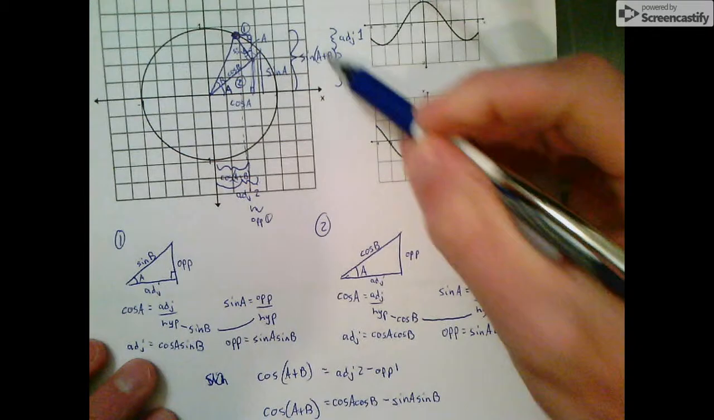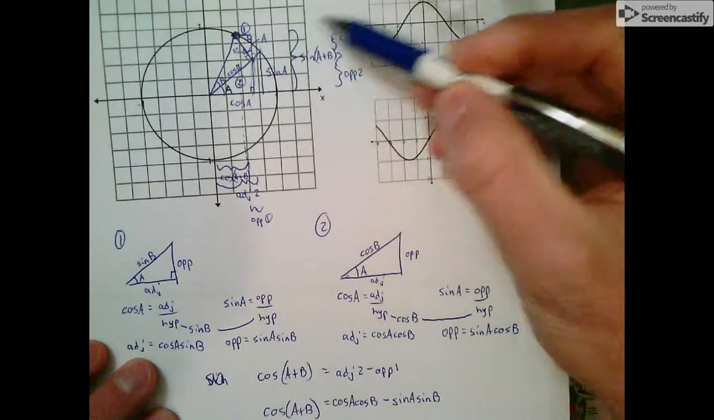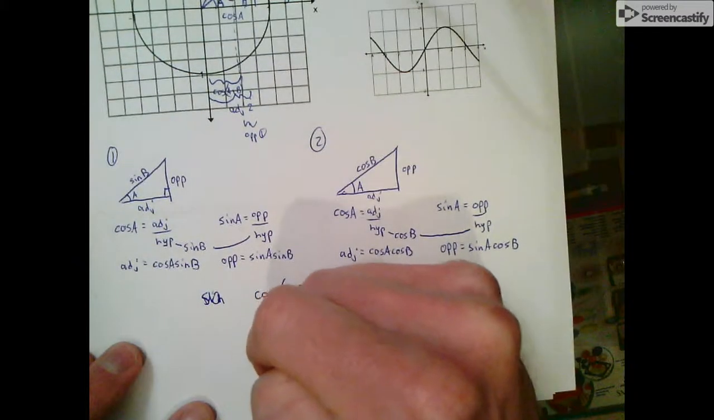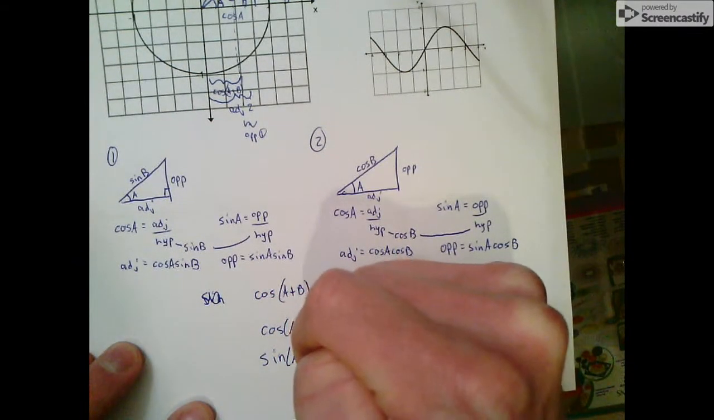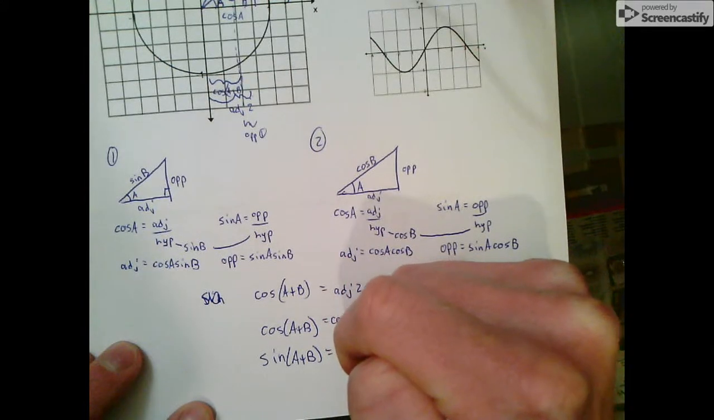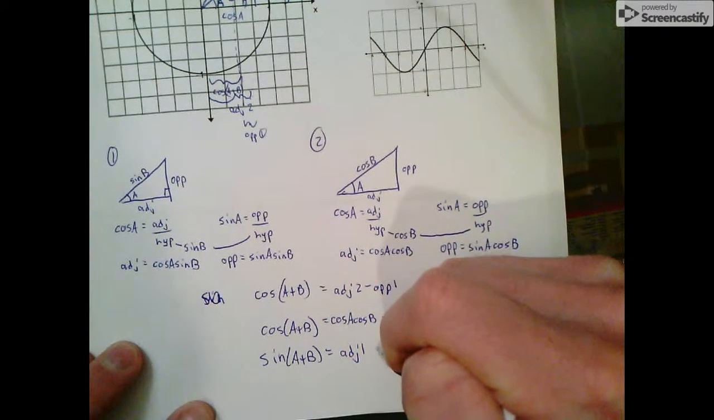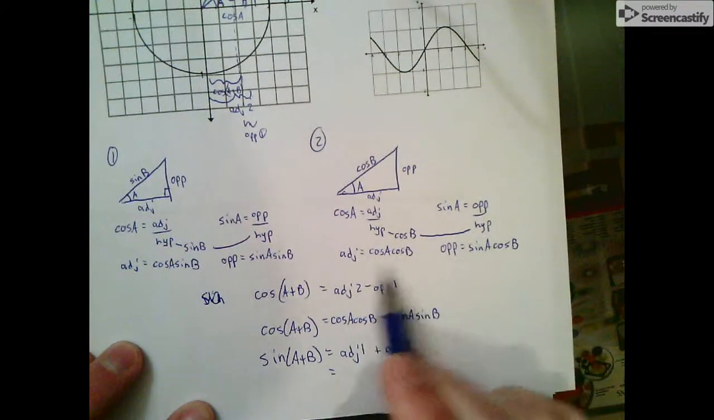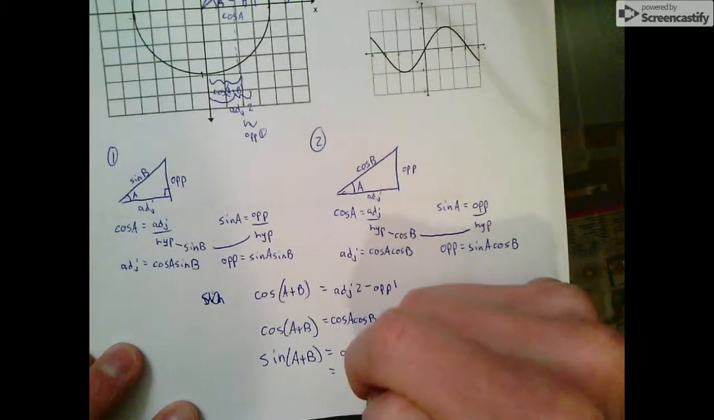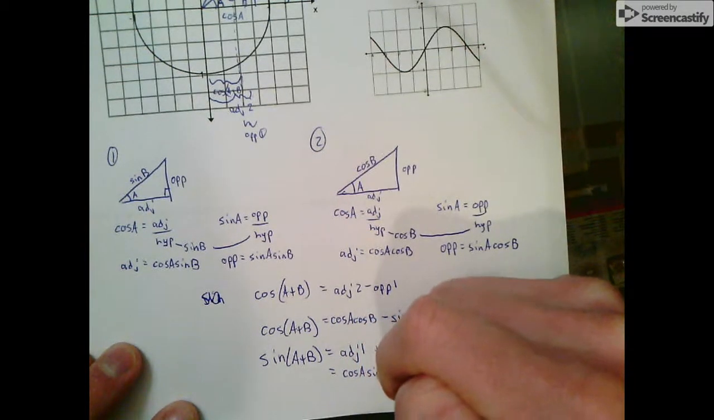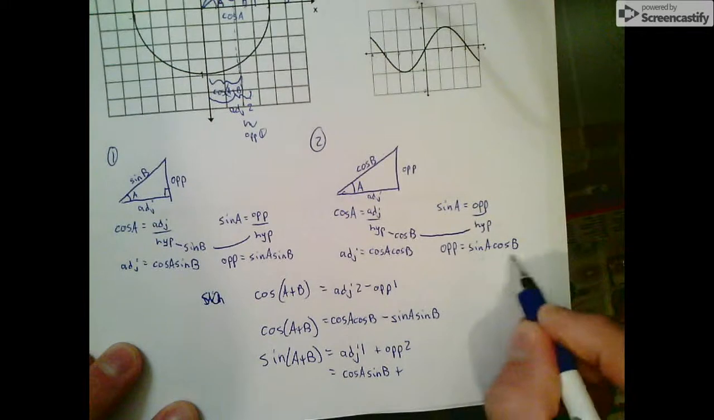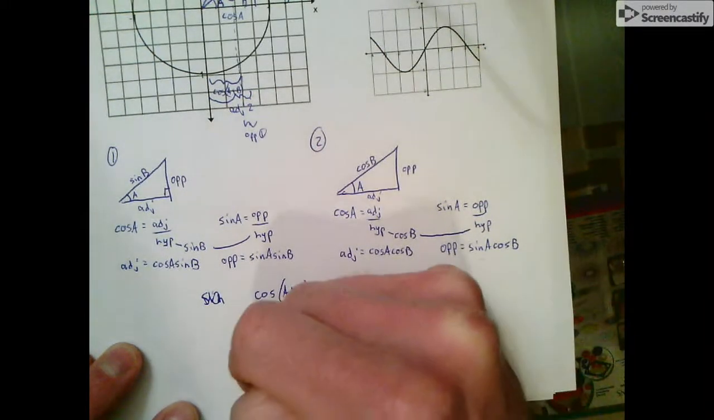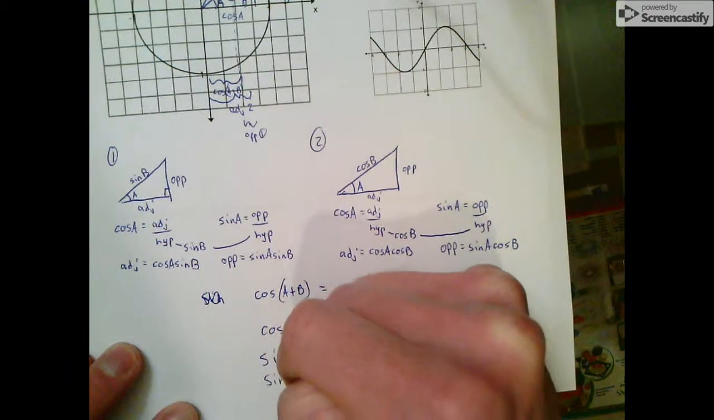Then doing something similar up over here, we can see that the sine of A plus B is adjacent 1 plus opposite 2. So the sine of A plus B is equal to adjacent 1 plus opposite 2, where adjacent 1 is cos A sine B, and opposite 2 is sine A cos B. And there we have it. There are our two main compound angle formulas.